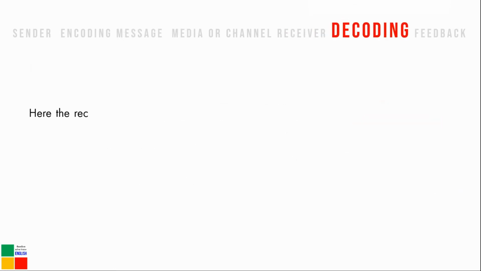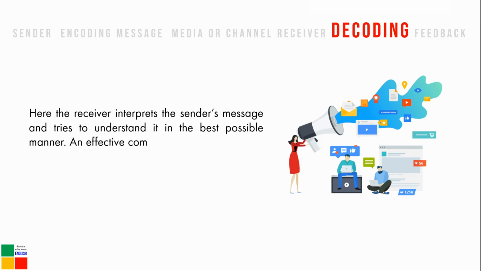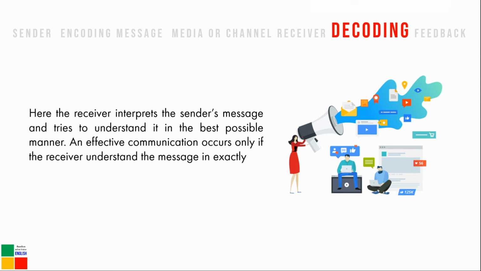Decoding. Here, the receiver interprets the sender's message and tries to understand it in the best possible manner. And effective communication occurs only if the receiver understands the message in exactly the same way as it was intended by the sender.